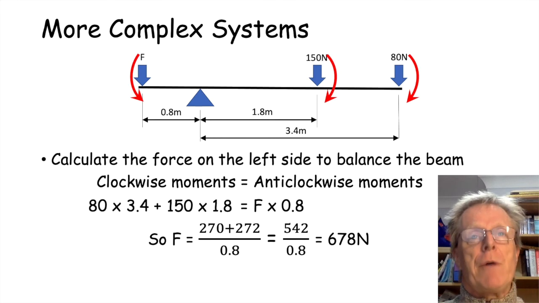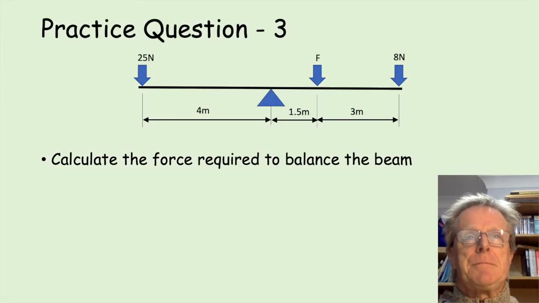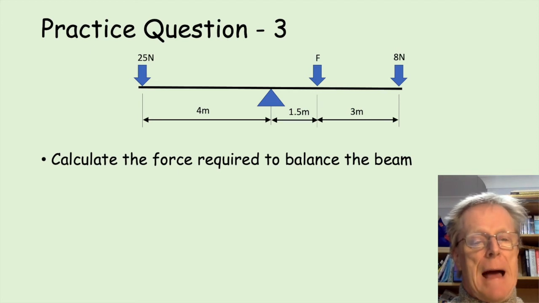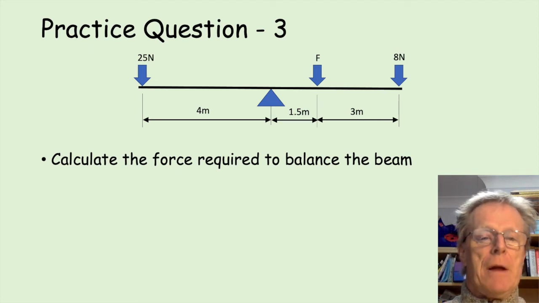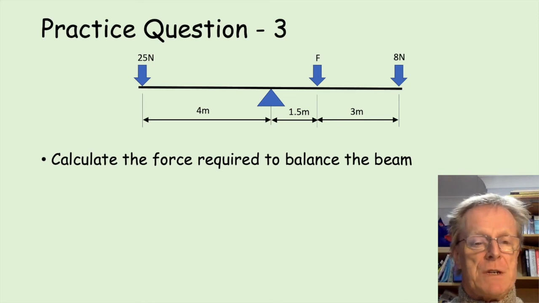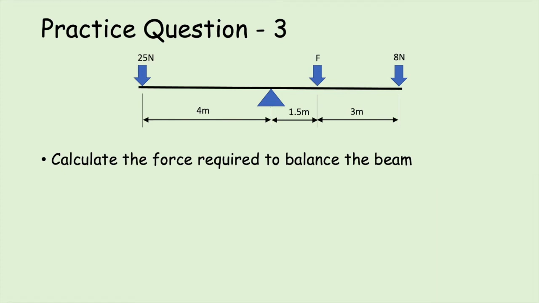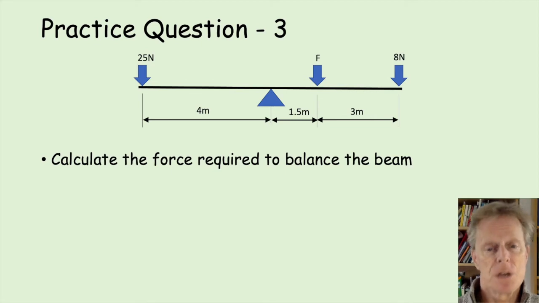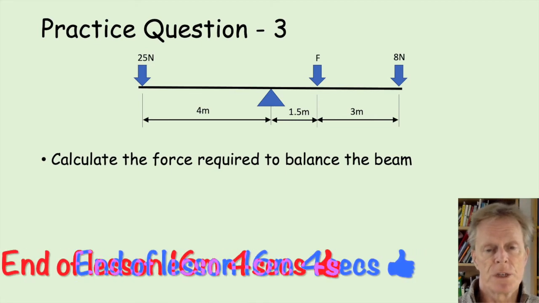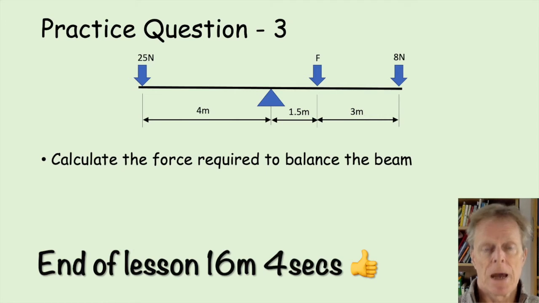And here we have another practice question. Same kind of thing. Another beam, and this time find the unknown force F. So as usual, have a go at it. I'll pause the video, and then I'll tell you the answer, and then we can go through it, or we can go straight on. So pause the video now. Okay, so the answer you should have got is 42.7 newtons. If that's what you got and you're comfortable how you got there, well done, go on to the end of the lesson. If you want me to go through it, stay online.